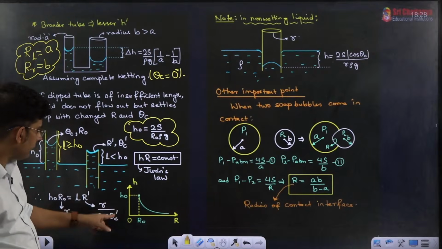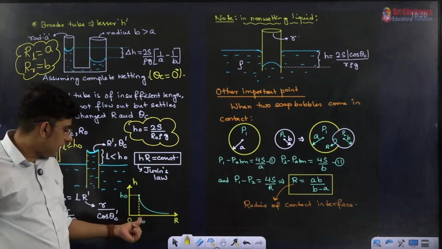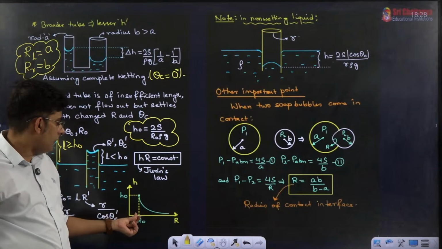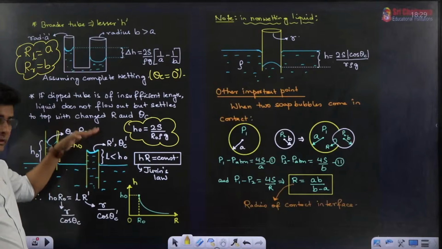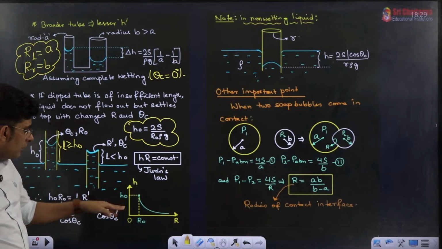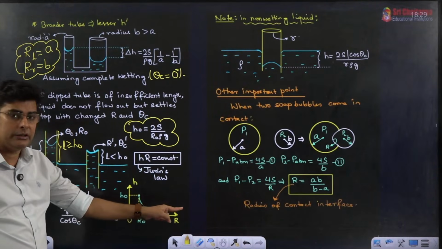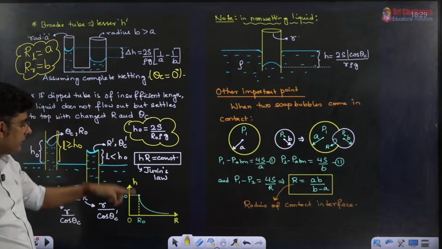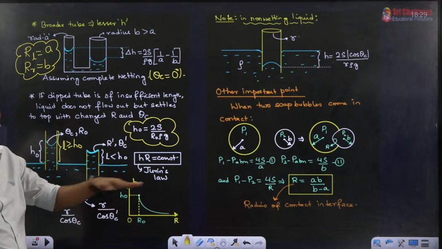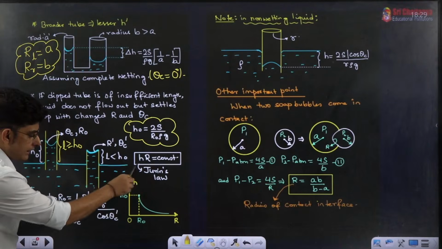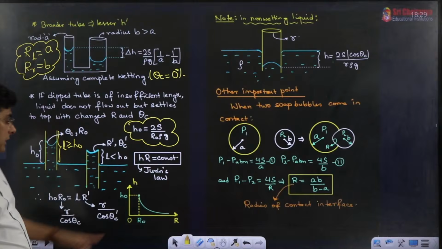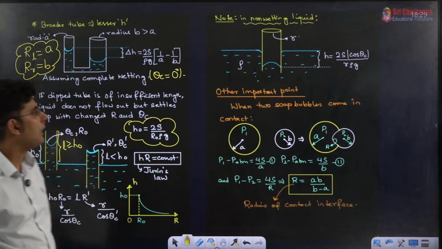And the Jurin's law graph starts from r naught, the minimum radius of curvature. As you keep dipping the tube more and more down, the height will decrease and the radius of curvature will increase. When the height becomes completely zero, the radius of curvature will become infinite, flat. So if you take the tube and dip it completely up to here, the final radius will become infinite, a flat meniscus.